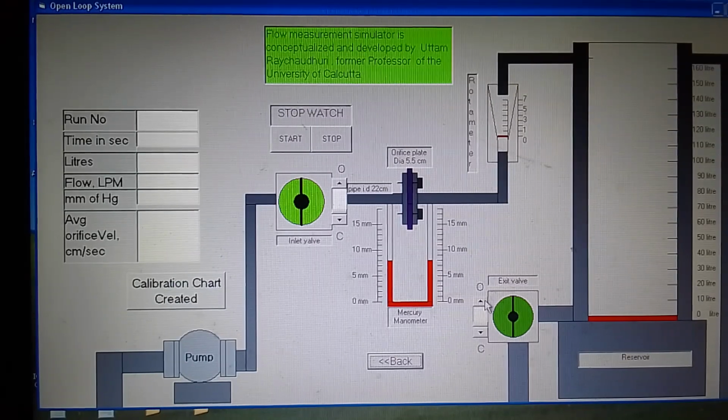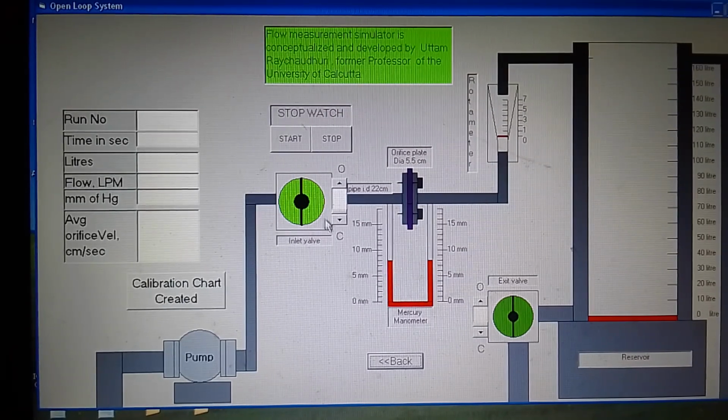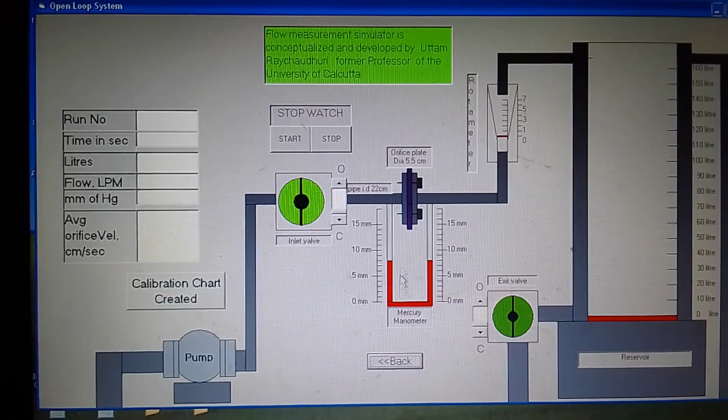And there is an inlet valve here which can be opened in the clockwise direction and closed in the anti-clockwise direction. A similar valve is at the drain as and when required. When we start the experiment, we start from zero level, by keeping this valve closed and draining all this water.